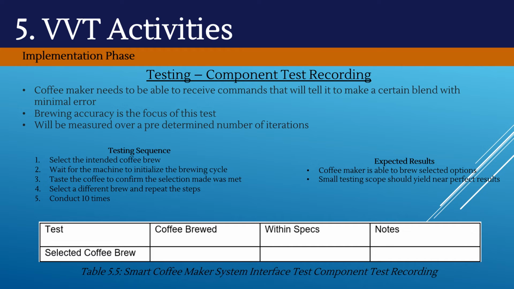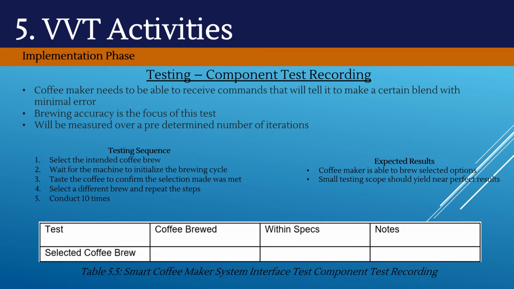So, for example, here, a component test. The coffee maker needs to be able to receive commands, and we'll tell it to make a certain blend with minimal error. The brewing accuracy is the focus of this test and will be measured in a number of iterations. You can see an example we provided of one such test.